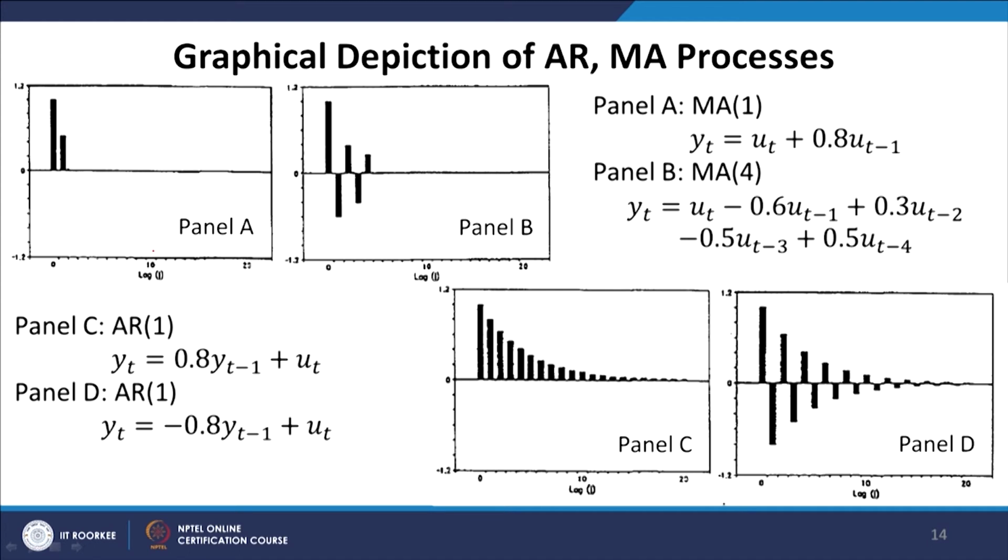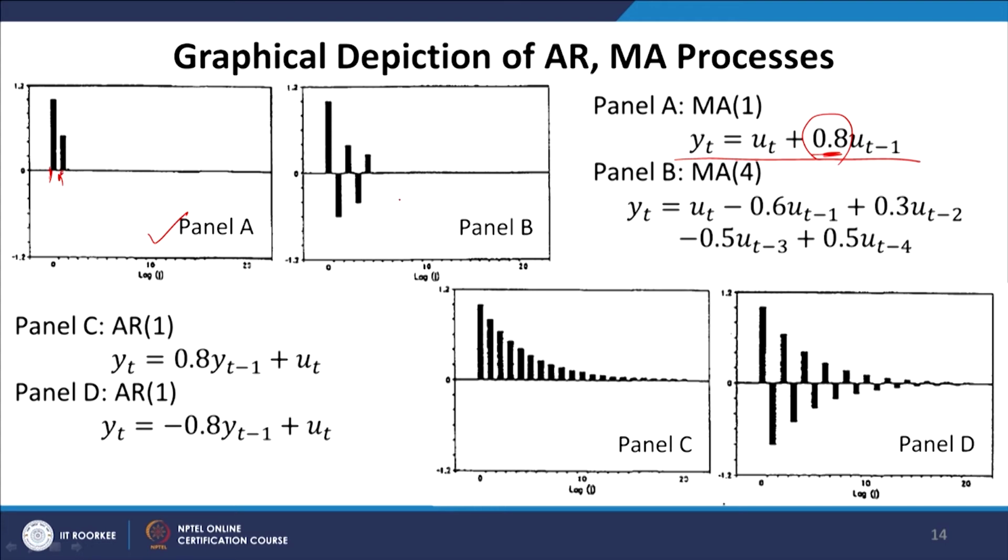So, this is panel A. Panel A has an MA1 process where we have a positive coefficient at the first lag. This shows the autocorrelation at lag 0, and at lag 1 there is an autocorrelation of 0.8, and after that it gets truncated.